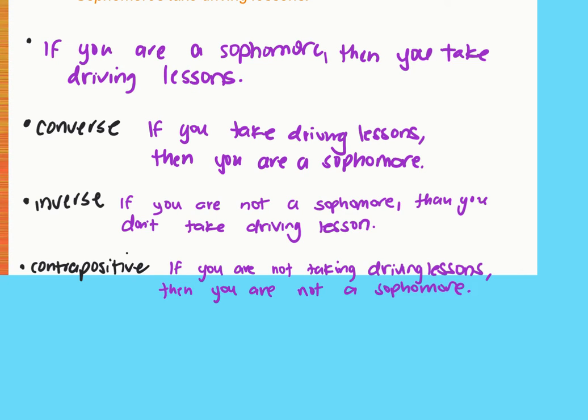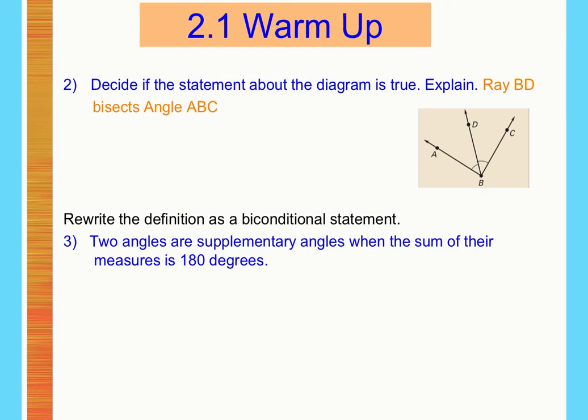All right, so number 2 says decide if the statement about the diagram is true and explain. Ray BD bisects angle ABC. True or false? Sophia. True. True, and how do you know that? Because bisect means it cuts right in the middle, and the congruency marks. Yep. Okay, so angle ABD equals angle DBC, or the congruency marks show they're equal, or it shows that they are two equal parts. Anything like that would be your explanation.